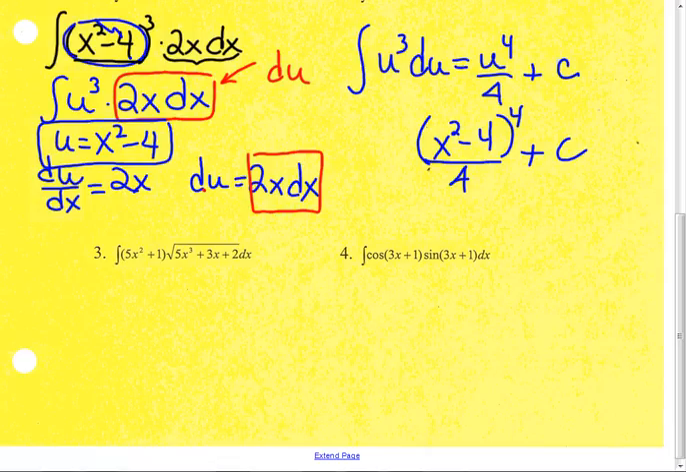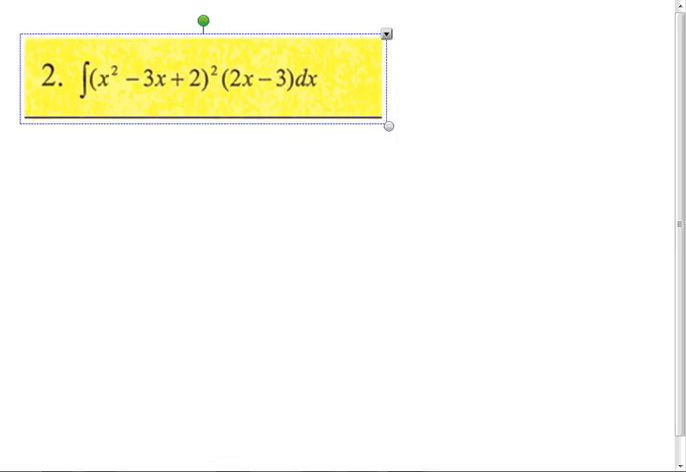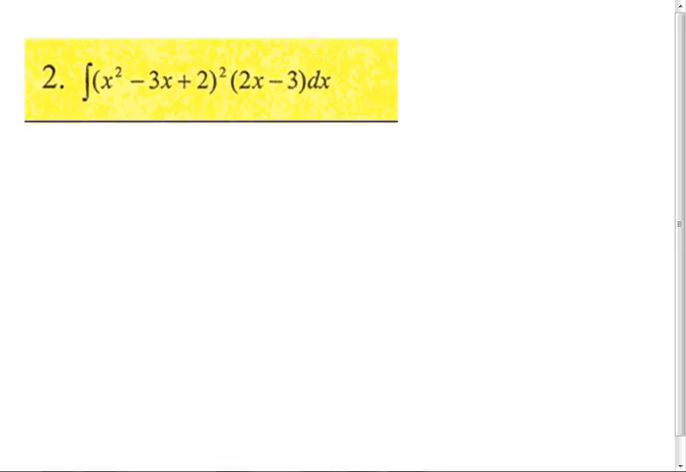Well, let's do some more problems. And this is only the first example, so let's look at this one. And I can see a function, and I can see its derivative. General rule of thumb is I look here, and I take the one with the bigger exponent, and that's usually going to be my u. I'm not going to say it's always that, because it's not. You have to just watch out for it.